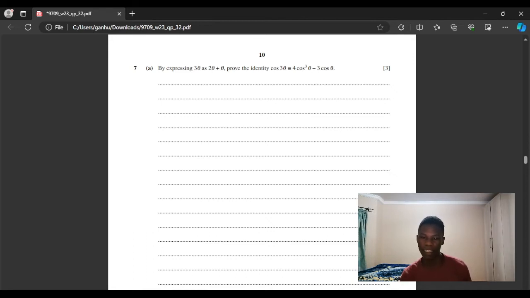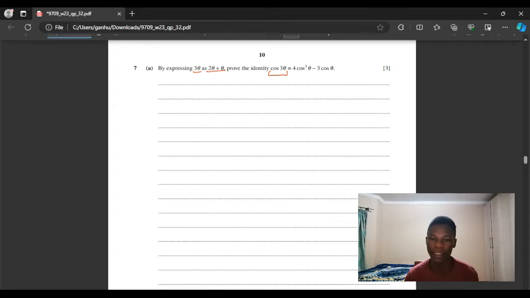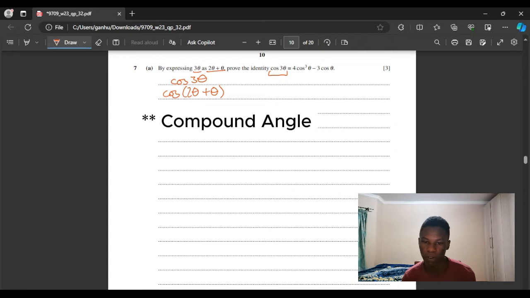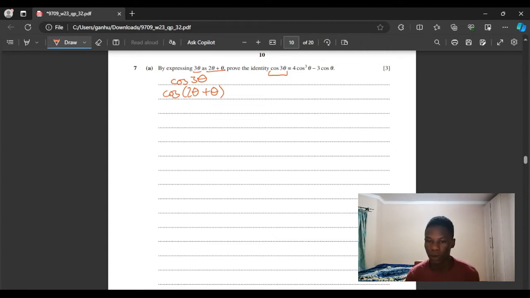Number 7. By expressing 3 theta as 2 theta plus theta, prove the identity cos 3 theta is identical to 4 cos cubed theta minus 3 cos theta. Okay, that's a nice identity, yeah? And they've told us to replace 3 theta with 2 theta plus theta. So that means we're actually working from the left hand side to the right hand side. So cos 3 theta has become cos(2 theta plus theta), which means we're using the compound angle formula for cos. So that would be cos 2 theta cos theta minus sine 2 theta sine theta.